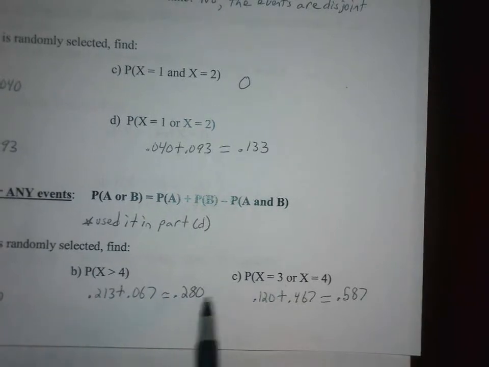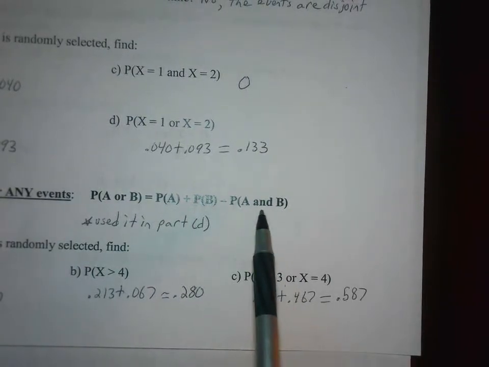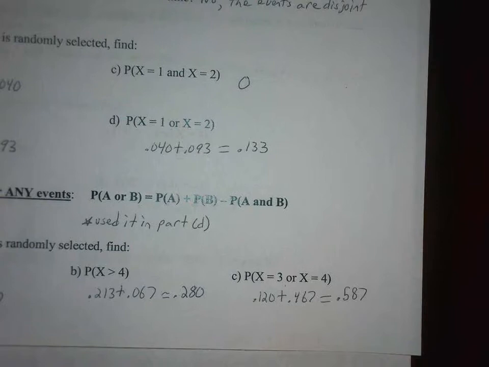And in each of those cases, notice that the probability of A and B would be 0 each time, because the x values are mutually exclusive from each other. They're disjoint. They cannot occur at the same time.